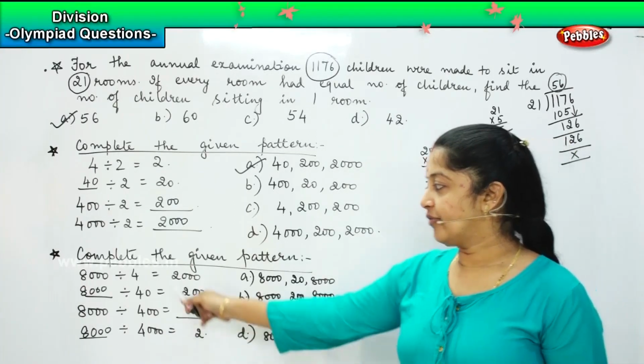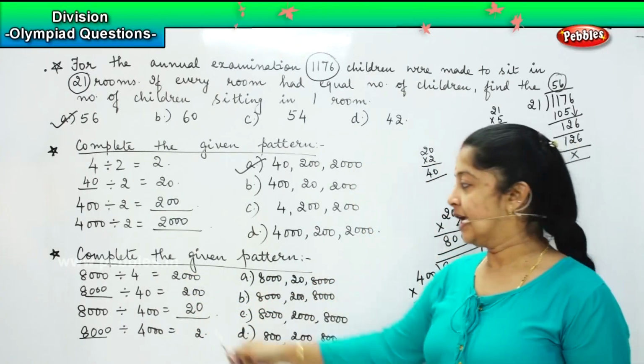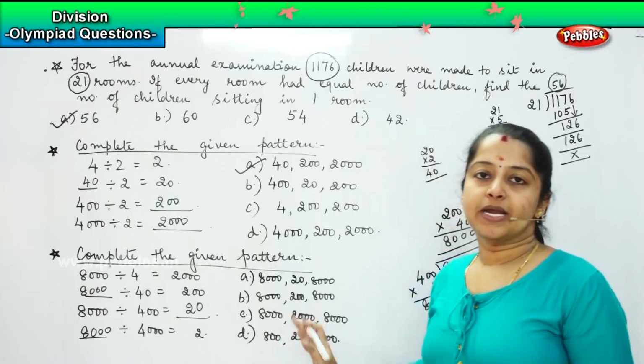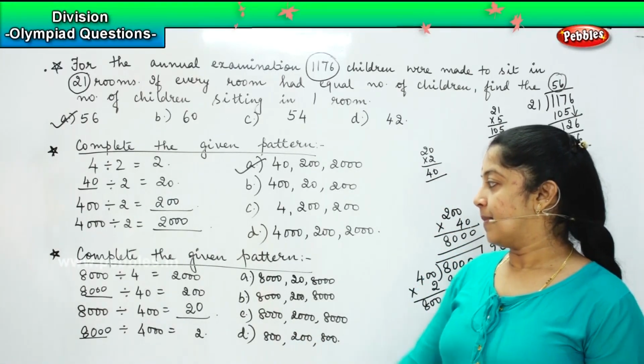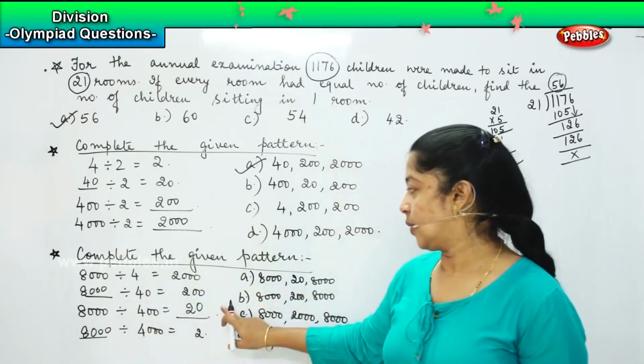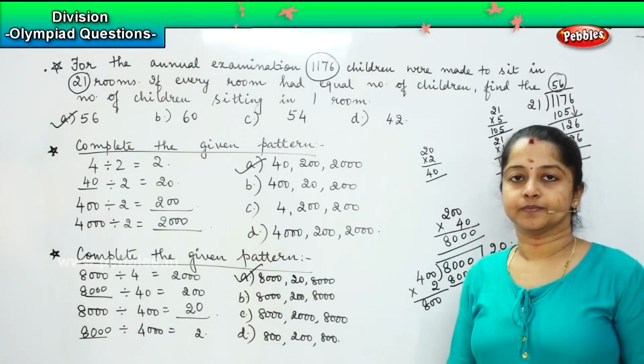Clear? So you have to understand this pattern each and every time. Instead of dividing or multiplying, if you understand the sequence, it becomes easy for you to solve the mental maths. Okay. So in this case, my answer is 8000, 20 and 8000, which is option A.